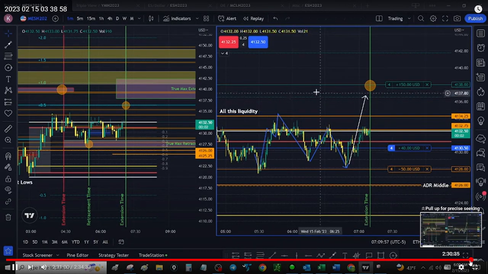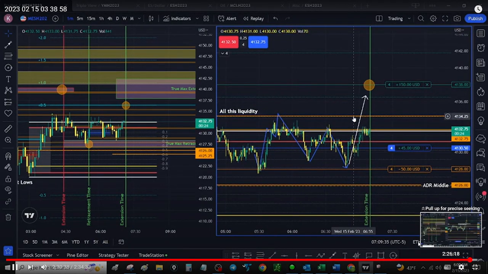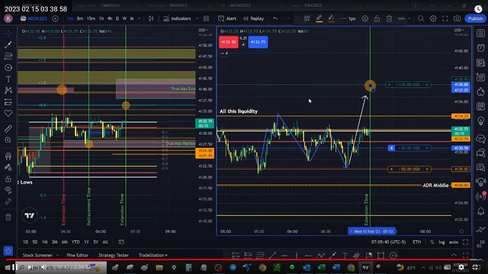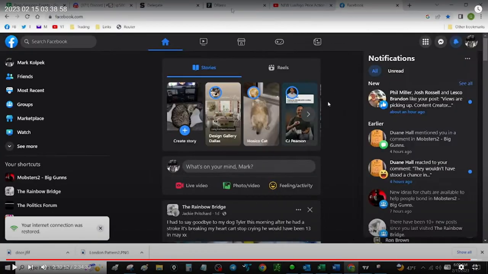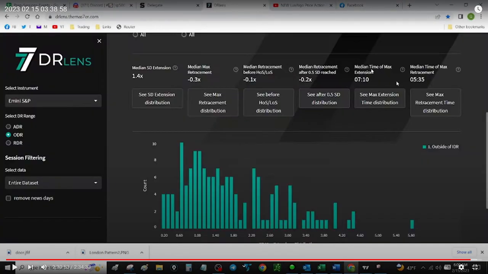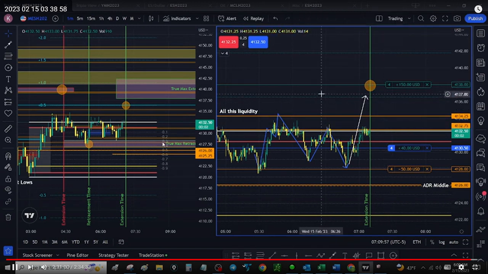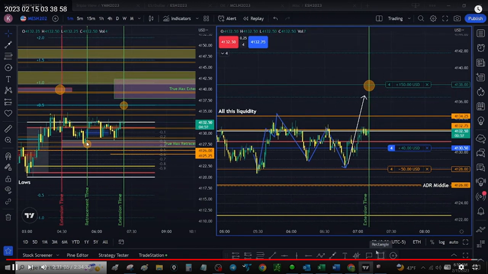Okay, so right there it said... let me see if I can stop that real quick. I'll show you what I was looking at on the database. Right there. So median time of max extension, 710. That's where I got this information. 1.4 was my extension. I think it gets right up there where it's supposed to go. And then this was my max median retracement, which was this over here. I had a 0.3. So 0.3 was where I started that. That's where that information came from.